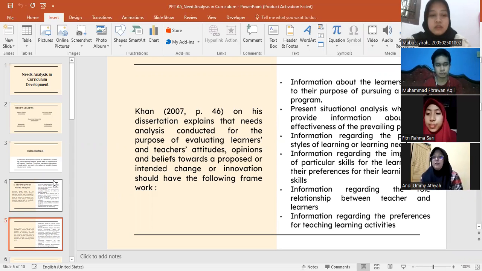The third is information regarding the preferred styles of learning or learning needs. And the fourth is information regarding the importance of particular skills for the learners and their preference for learning those skills. The fifth is information regarding the role relationship between teacher and learners. And the last is information regarding the preference for teaching and learning activities. Next slide, please.